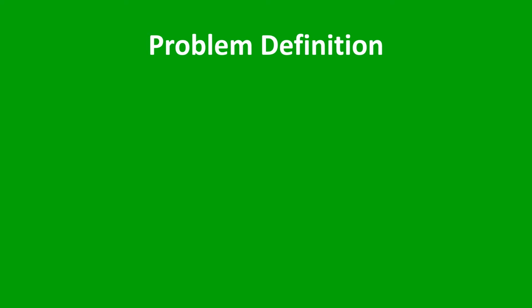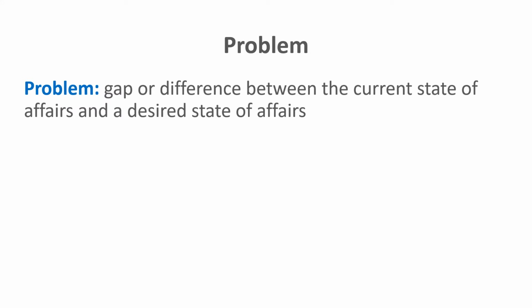So let's dive a little bit deeper into the concept of problem definition, and it's really more of a process. So first, let's start with what is a problem in the first place? Well, this is a word that we often encounter, we often use, but let's give it a formal definition for the sake of this lecture. So when we're talking about a problem, we're really just talking about a gap or a difference between the current state of affairs and a desired state of affairs. So you can think of it as a discrepancy, and we're trying to close this discrepancy, gap, or difference.